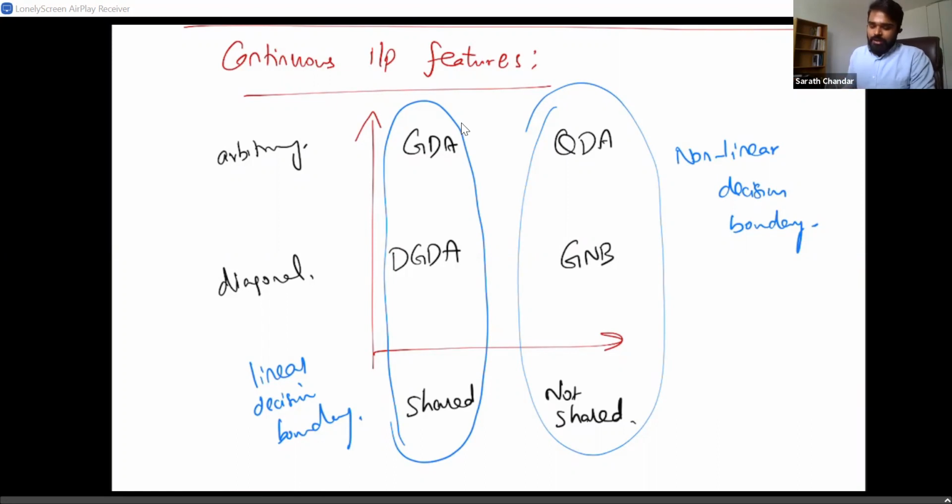One assumption we took for granted from the beginning is that I said P of X given C_k is Gaussian, right? That implicitly means that X is continuous. But there are many real life situations where your feature can be discrete. Let me give you an example.